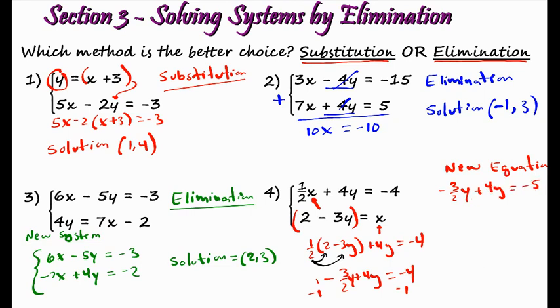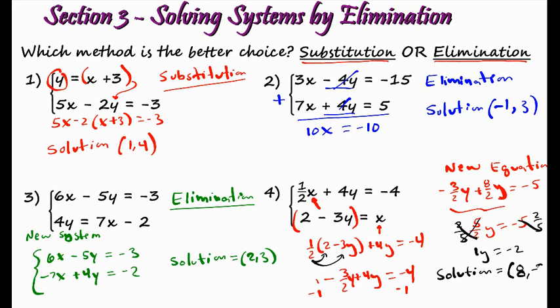We would change 4 to be a fraction with a denominator of 2. So we have like denominators. So 4 is the same as 8/2. And when we combine that, that gives us 5/2 y equals negative 5. And you can solve by multiplying by the reciprocal. That gives us 1y equals negative 2. I'll leave the rest for you to do. The solution is going to be 8, negative 2. And this was done by substitution.